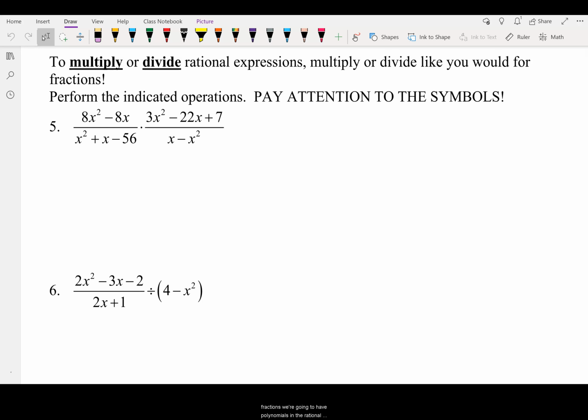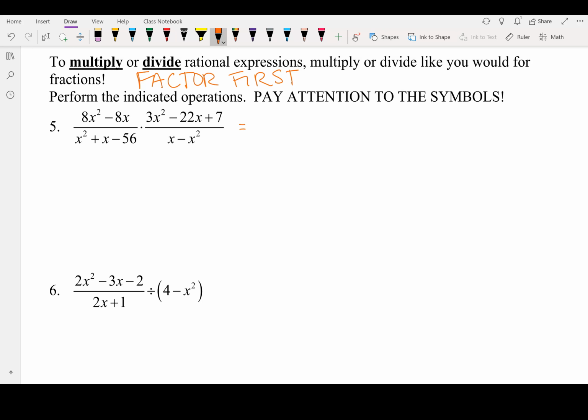In the first example, we're multiplying 8x squared minus 8x divided by x squared plus x minus 56 times 3x squared minus 22x plus 7 divided by x minus x squared. In order to multiply and divide rational expressions, we really want to factor first, or factor after making it into a multiplication problem. We'll see that in the next example. And then canceling common factors across the division bars.